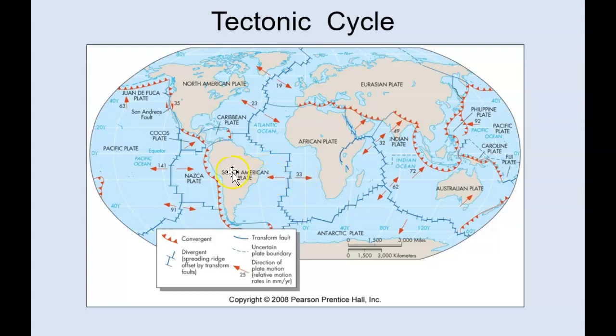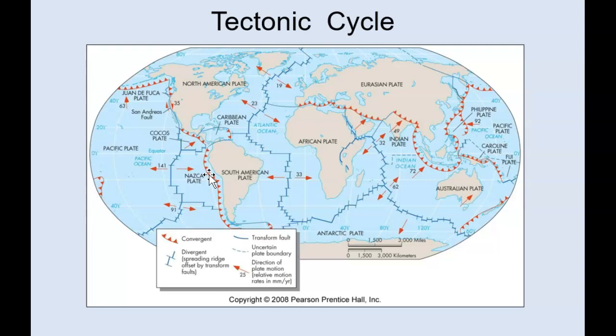On the other side of South America, however, here on the west side, we have the Nazca plate that is going towards the east, and yet the South American plate is going towards the west. So we see that these two plates are pointing towards each other, or let's say are moving towards each other. And so this type of plate boundary we call a convergent plate boundary.